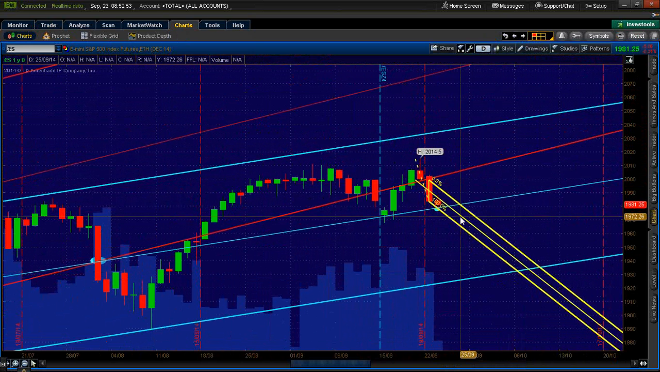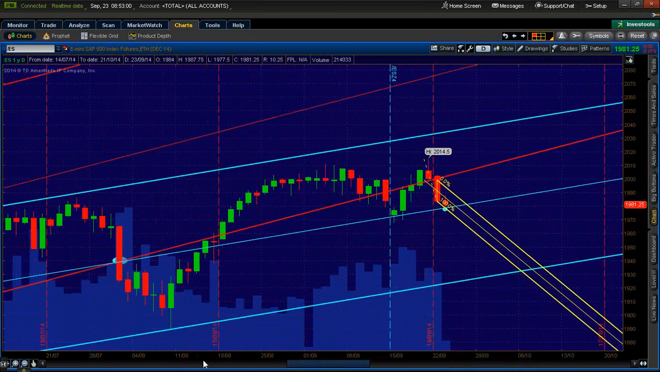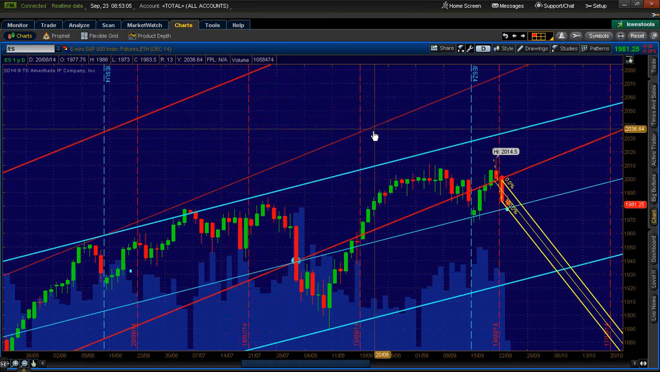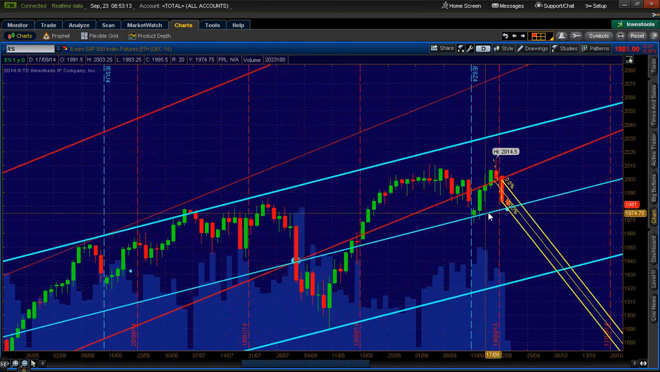I've added this fork in this morning. This fork is from the 4-hour, and I like it because we're coming in at the two longer term upward sloping forks: the long term we've been following for a very long time is this red one, and then I've got the intermediate fork that we've been following for a few months now. We're coming down and testing the center line.